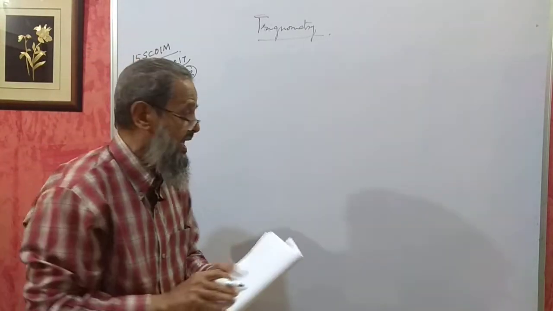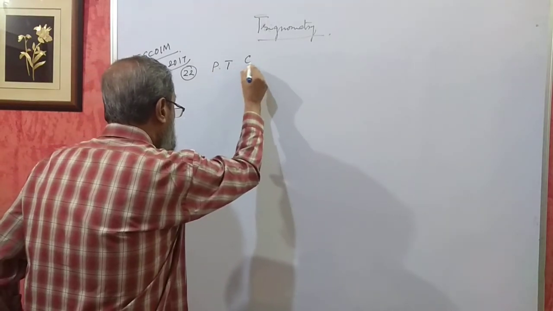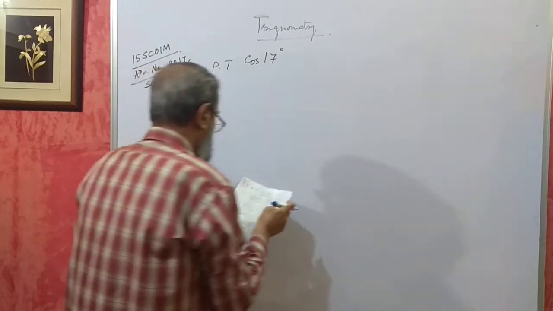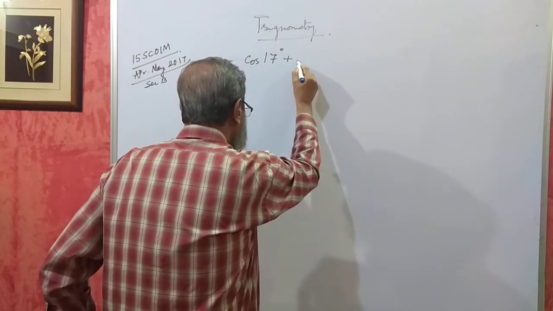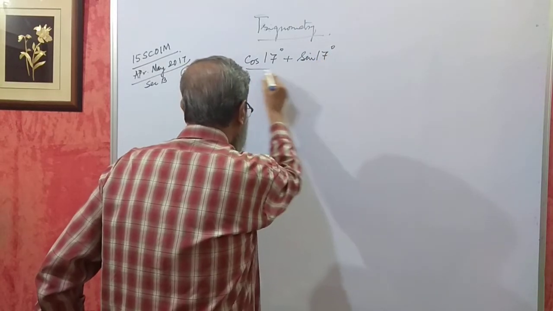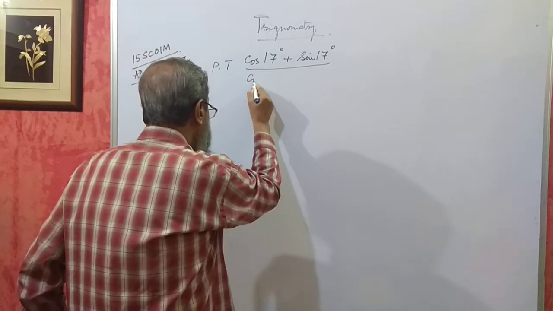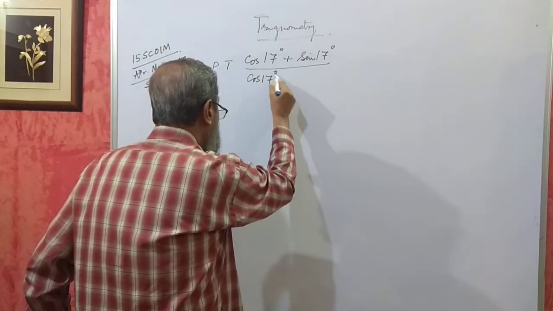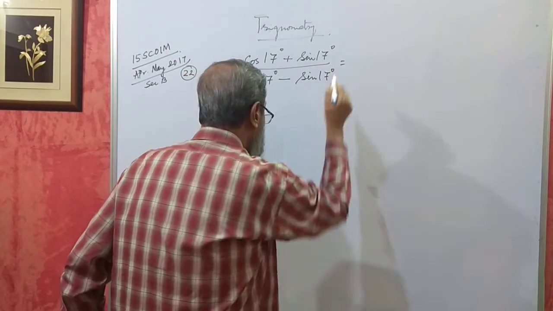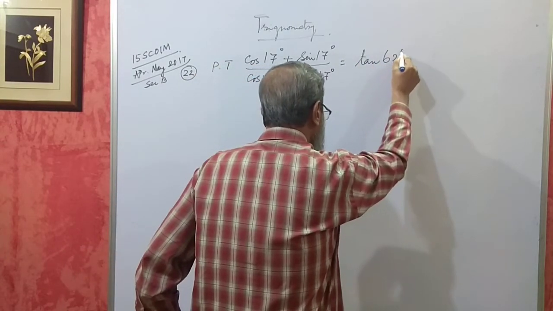The problem is like this: prove that cos 17 degree plus sin 17 degree divided by cos 17 degree minus sin 17 degree is equal to tan of 62 degree.